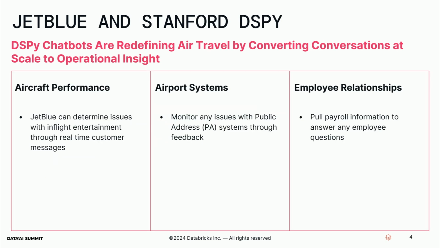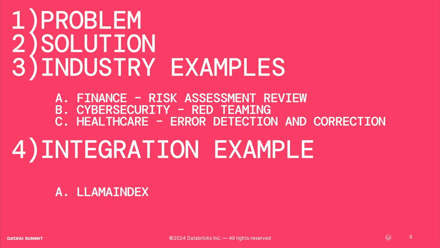DSPy chatbots are being built to support JetBlue's operations by leveraging real-time customer messages to swiftly identify and address in-flight entertainment issues, enhancing the passenger experience. In airport environments, DSPy can aid in monitoring PA systems by analyzing feedback, ensuring timely maintenance and updates to enhance communication. For JetBlue employees, DSPy can streamline access to payroll information, enabling quick and accurate responses to HR inquiries, leveraging RAG, and thus improving employee satisfaction and operational efficiency.